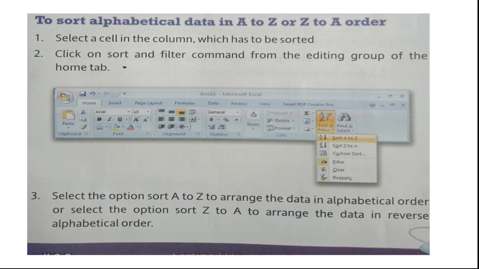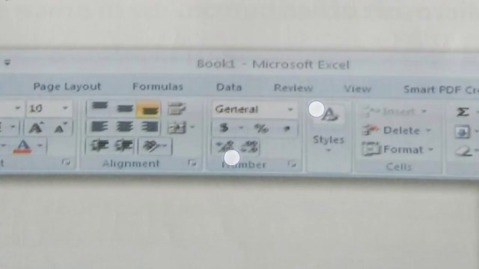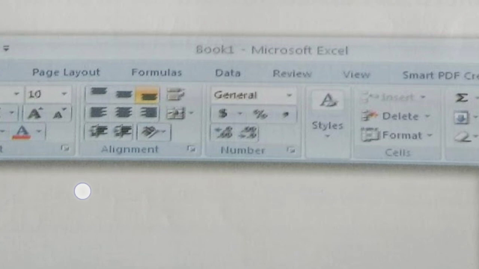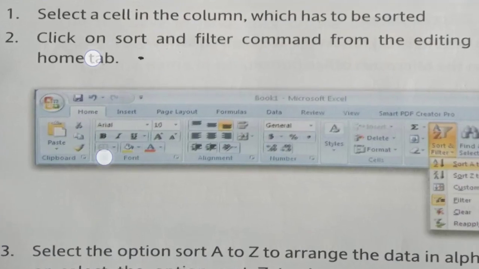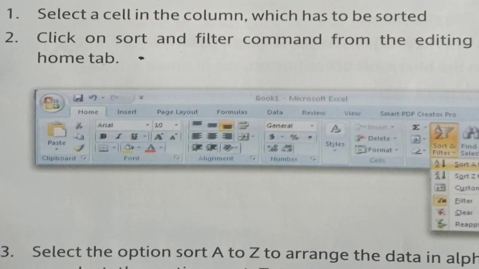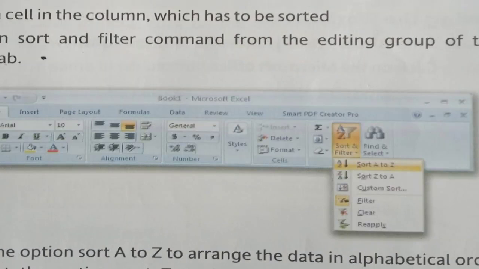Then click on the sort and filter command from the editing group of the home tab. If you select, you can see here there are so many tabs. You can see here the home tab. Yes, there is a home tab. In this home tab you can see there is an option called sort.